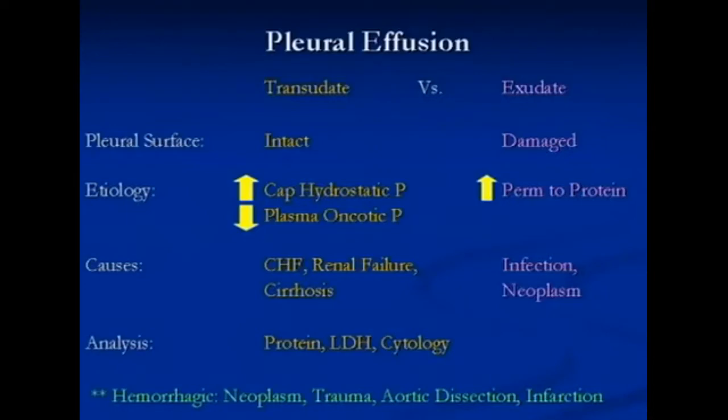They have intact pleural surfaces, and the problem with how we get the pleural fluid is it's generally either an increase in capillary hydrostatic pressure or a decrease in plasma oncotic pressure, and it usually results from CHF, renal failure, cirrhosis, things like that. Whereas an exudate results from a damaged pleural surface, causes permeability to protein, and is usually related to either infection or neoplasm. And by the way, the third category, which is not in this slide but along the green at the bottom, is hemorrhagic effusions, which are due to either neoplasm, trauma, dissection, or infarction.